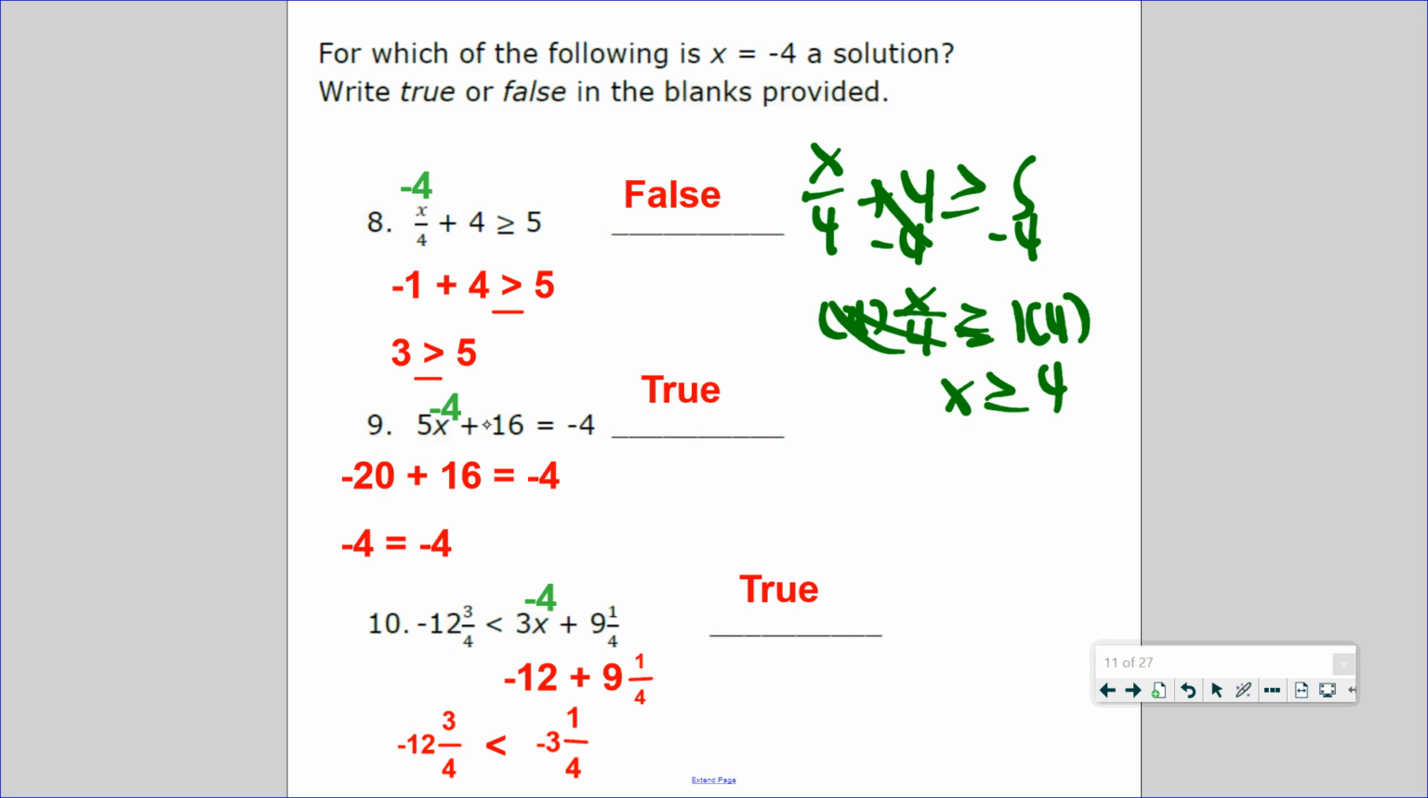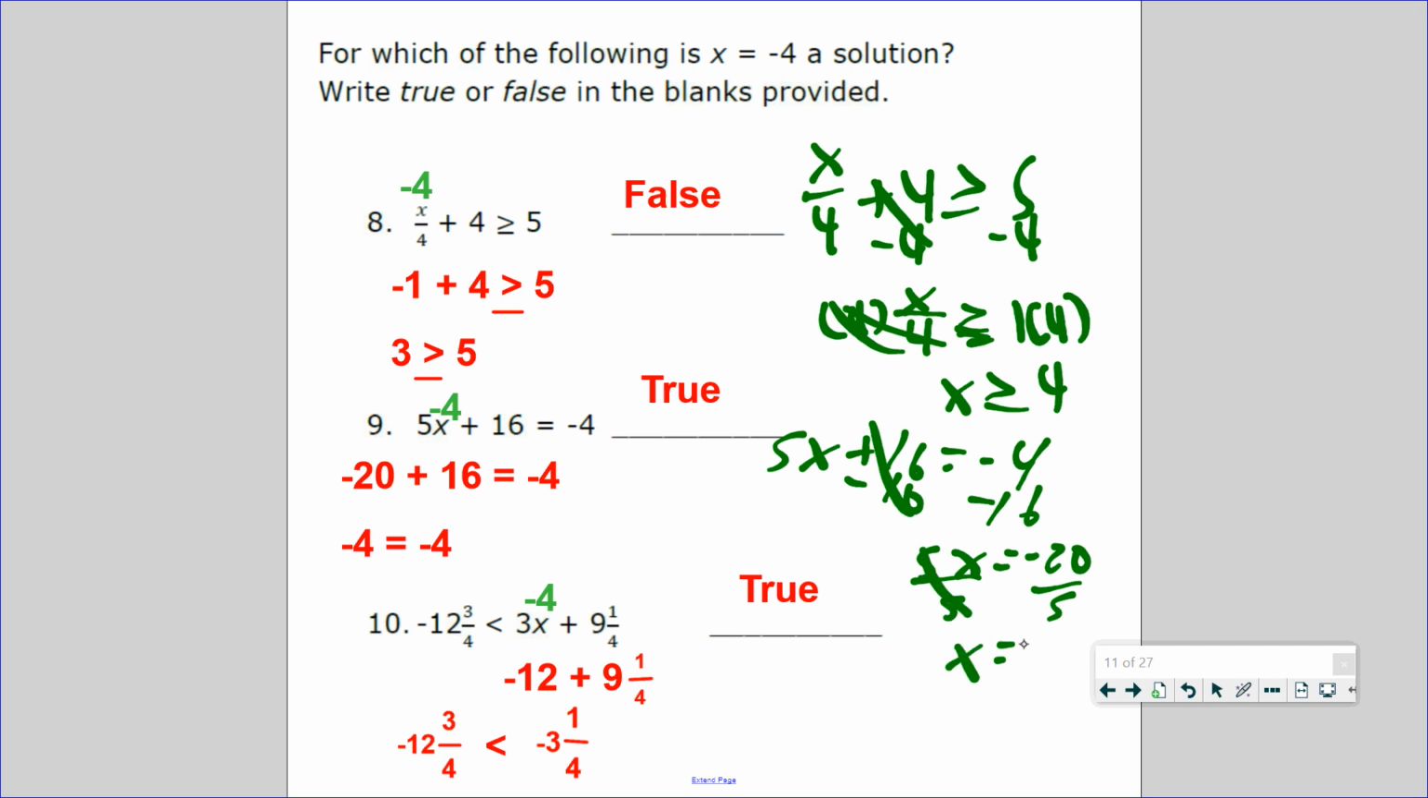This one. If I subtract 16, so 5x plus 16 equals negative 4. Subtract 16 from both sides. That's 5x equals negative 20. Divide by 5 on both sides. X equals negative 4. True.